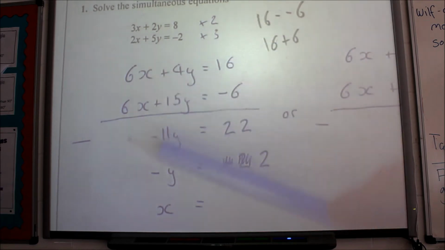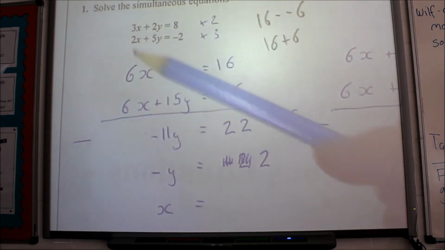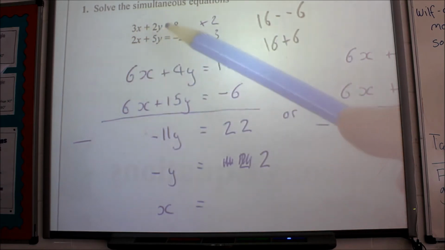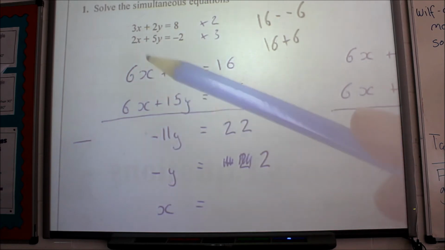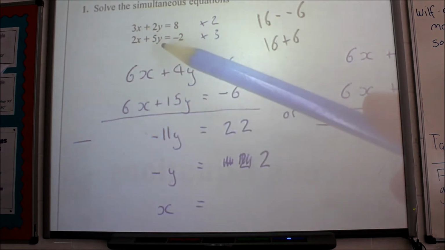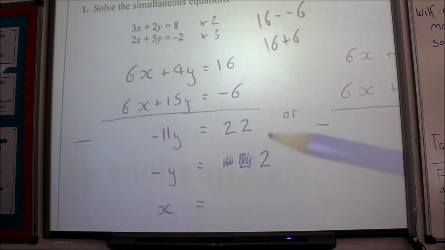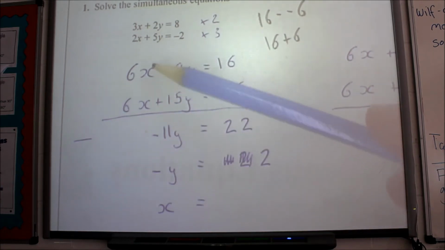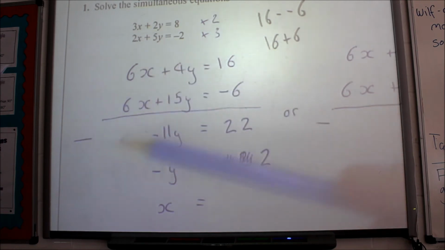I've chosen to get my x's the same, and I've done that by multiplying the top one by 2 and the bottom one by 3. So 3x times 2 is 6x, 2y times 2 is 4y, and 8 times 2 is 16. And the bottom one, 2x times 3 is 6x, 5y times 3 is 15y, and minus 2 times 3 is minus 6. I want to get rid of these x's, so I'm going to subtract. So I could just take away, and I'll end up with this.